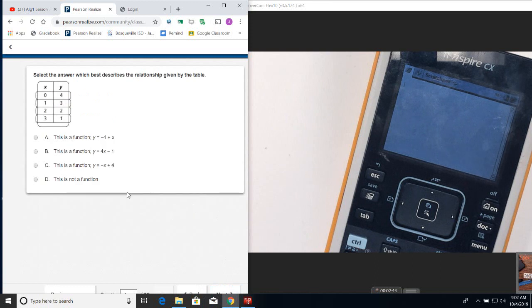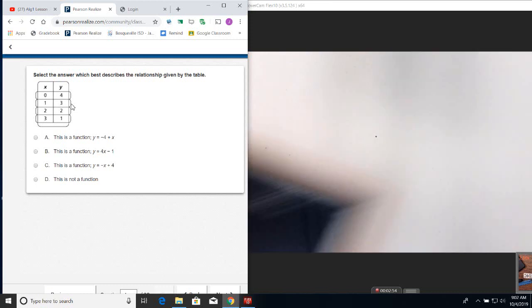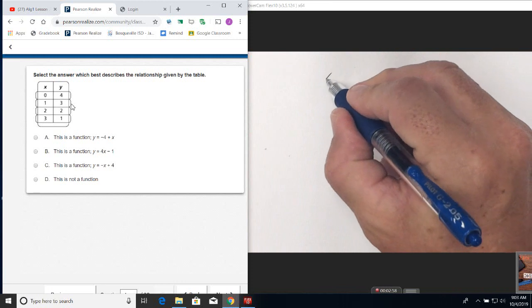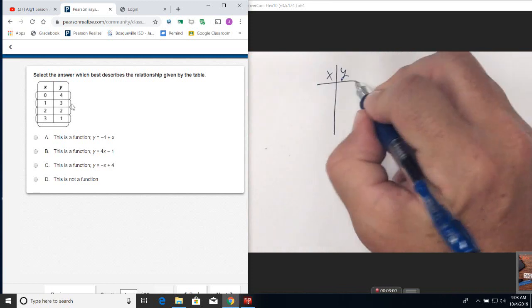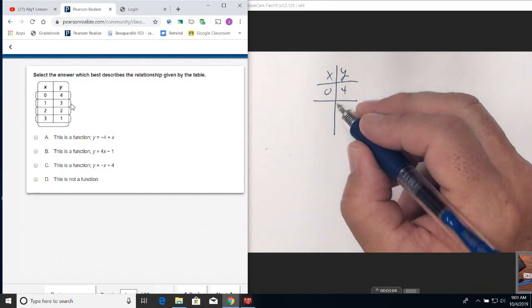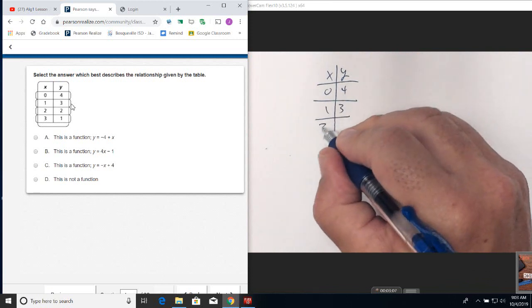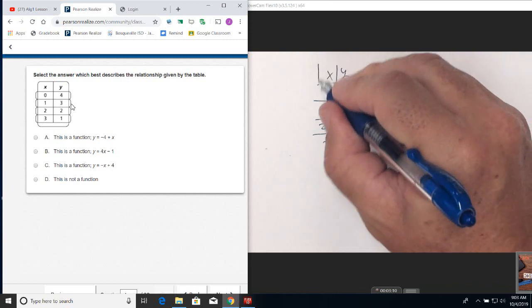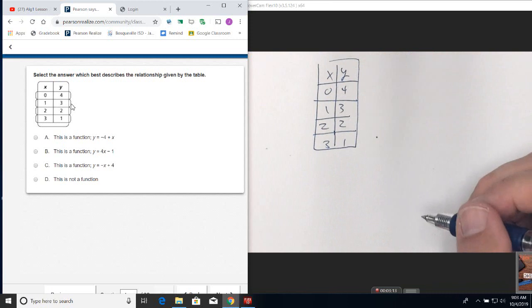All right, so the next problem says, select the answer which best describes the relationship given by the table. So in this table, I have got to find a function rule. So we're going to look for a pattern in the table. So I'm going to rewrite the table over here so we can see this. Here's my X, and here's my Y. And I've got a 0, 4, a 1, 3, a 2, 2, and a 3, 1. And I want to see if I see a pattern in the table.